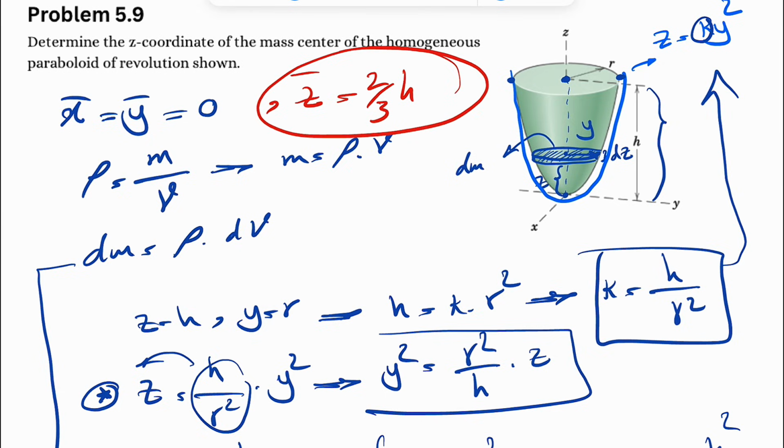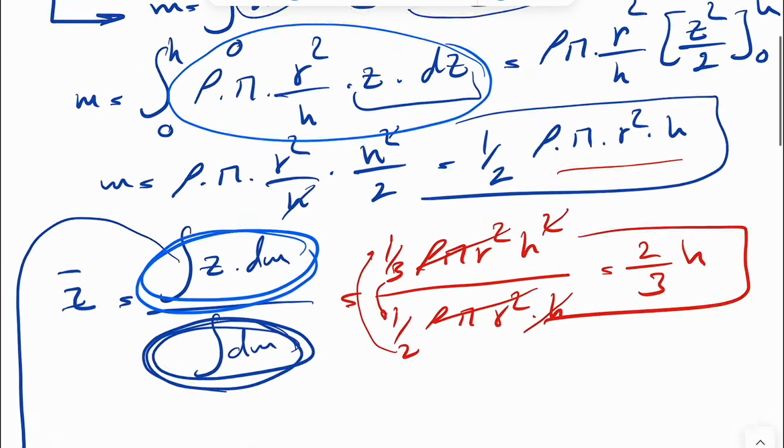So two things: first, check for the symmetry. Second, find the constant that you have based on the information. Here r and h helped us find this constant. The rest is just plugging into the main formulas.